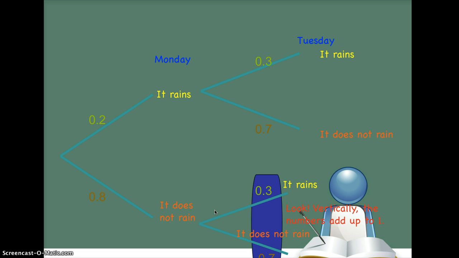Now you have to be very observant. Remember that for each branch, it always adds up to 1. So here you have 1 or 100%. Over here, 0.7 and 0.3 is 1 or 100%. And down here, it's the same. 70% plus 30% is 100%. Now we have completed the tree diagram.